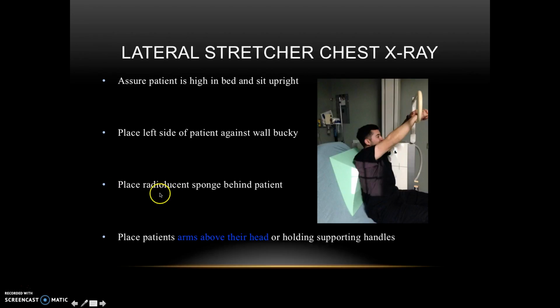We're going to be placing a radiolucent sponge behind the patient. This is to ensure the patient is sitting upright. If the sponge was not here, the patient's back would be up against the stretcher here, with possibility of getting some metal of the stretcher on the film, which you don't want. So you want to make sure you're using a radiolucent sponge here.